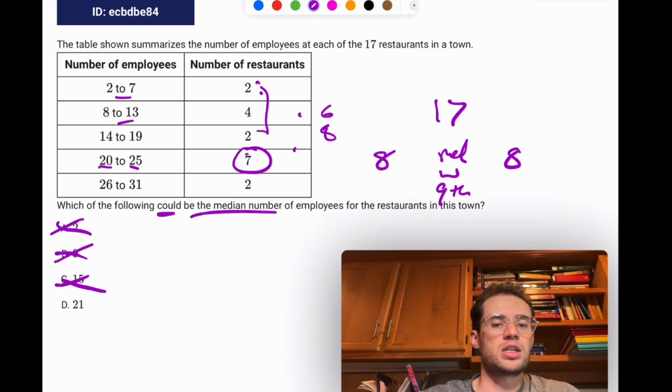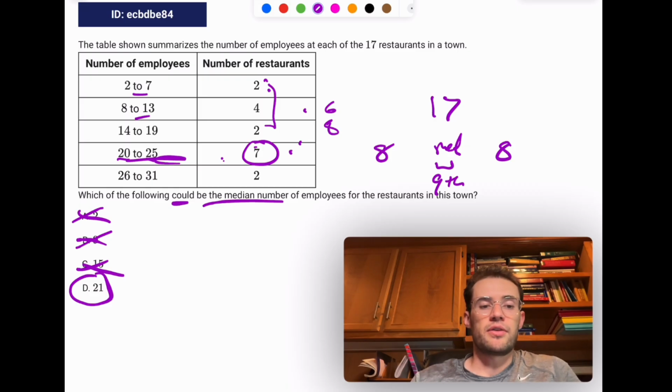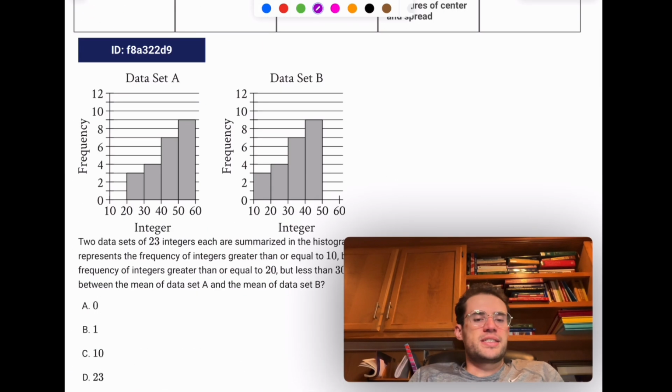Because that would put them in these ranges. It's got to be in this range. That's where the median is going to fall, the 9th value. So 21, it's on the lower end of 20 to 25, so that does fit, and it makes sense as well. All right, we've got data set A, data set B.